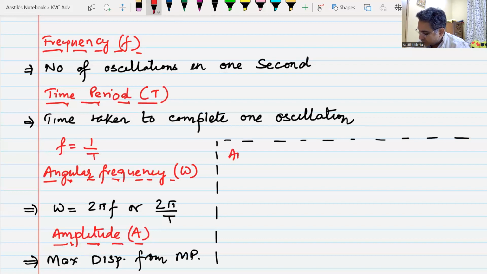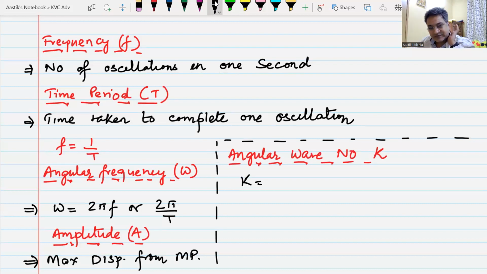Then we have angular wave number k. What is this angular wave number k? This k is nothing but 2 pi by lambda. Angular wave number.